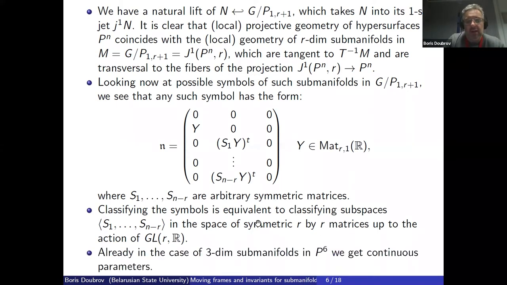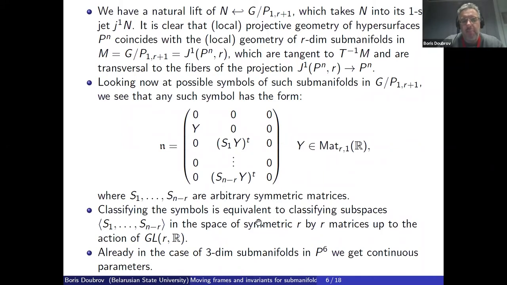And again, we have orbits here already in the case of three-dimensional submanifolds in P6. In this case, to classify or describe symbols, we would need to describe three-dimensional subspaces in the six-dimensional space of three by three symmetric matrices. Again, some simple dimension count shows that we should expect two parameters here, and they will become first differential invariants of such submanifolds. But these will be differential invariants on the level of a symbol. And again, I repeat that this is what we are avoiding in the theory. So we are assuming that the symbol will be constant. If we do have differential invariants on the level of a symbol, we would need to assume that they're constant.